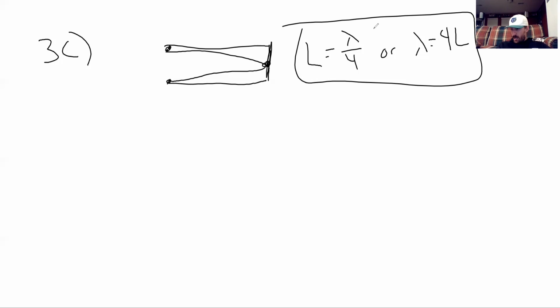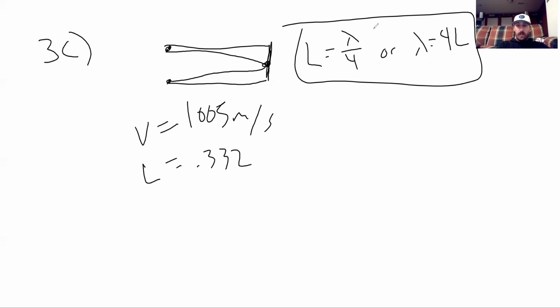All right. It's placed in a chamber that's filled with another gas in which the speed of sound, so our new speed of sound, is 1,005 meters per second. Calculate the new fundamental frequency of the tube. So it's the same length, so our length here is going to be 0.332. We want to know the fundamental frequency. Yeah, we can just plug in.